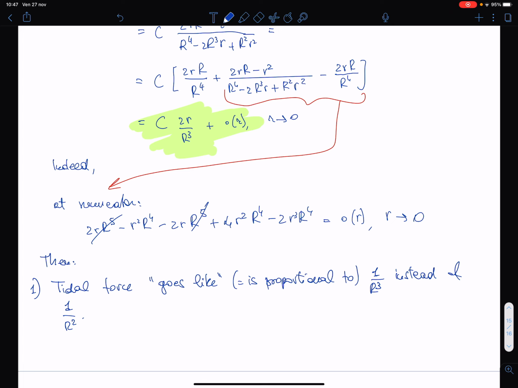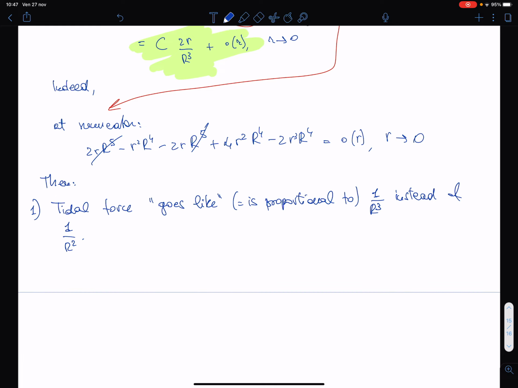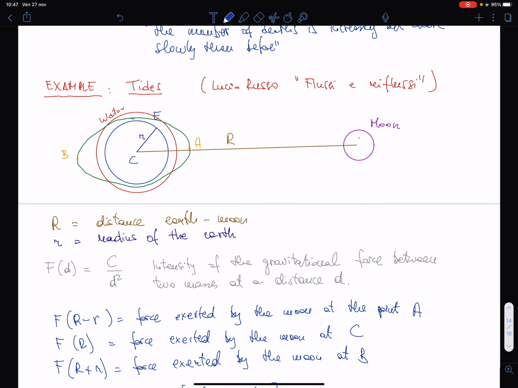This is the answer to something puzzling, because if you collect the data on tides, then you find that tidal forces are somewhat weaker than gravitational forces. So you say it is not possible because tidal is gravitational. Why is there 1 over r cube and not 1 over r squared? And the point is exactly that tidal force does not depend on the absolute force on the Earth, but rather on the difference between the forces here and here, or also here and here.